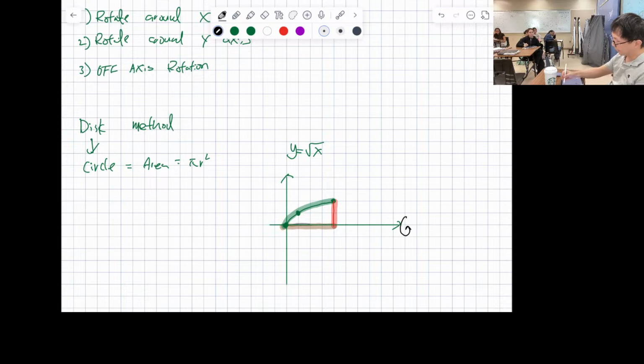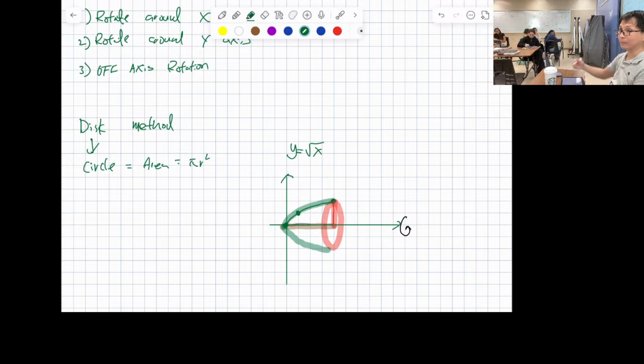I thought I'd need to help you guys visualize, but basically this is going to form like this. If I would draw it correctly, it's going to look something like this. And this is going to be like this after rotation. Then you're going to have something like this.